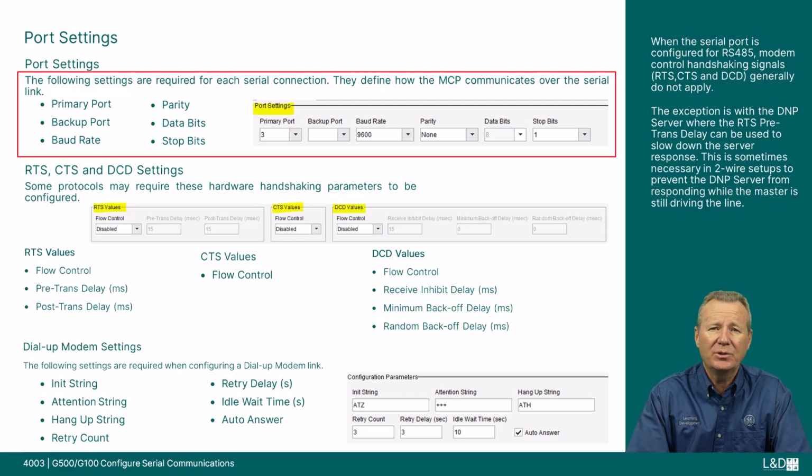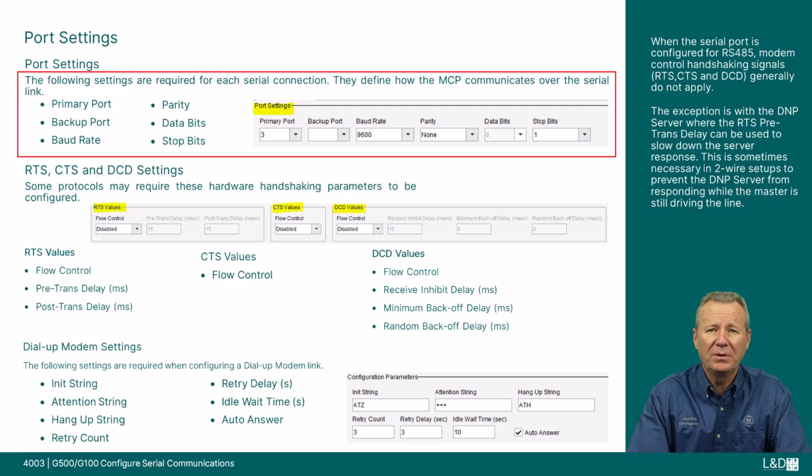The following serial port settings are required for each connection. They define how the MCP communicates over the serial link. Primary port, primary serial port for device communications. It can be physical serial ports or virtual serial ports. The default is incremented from 1 for physical serial ports and incremented from VP1 for virtual serial ports. Backup port, secondary port for device communications if the primary port fails. The backup port automatically takes on the settings of the associated primary port. It can be physical serial ports or virtual serial ports. The default is empty, non-redundant communications.